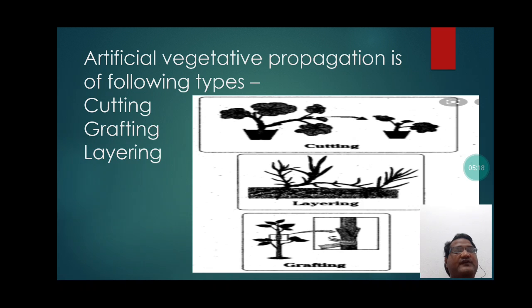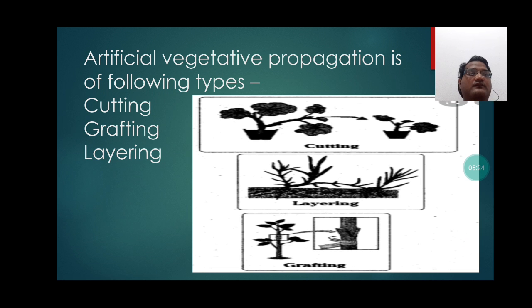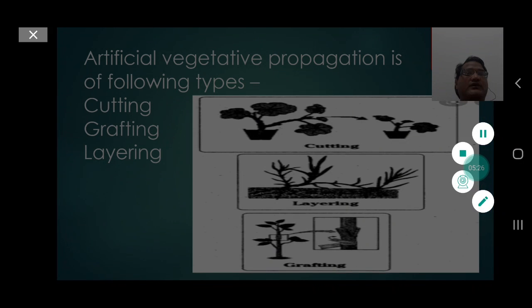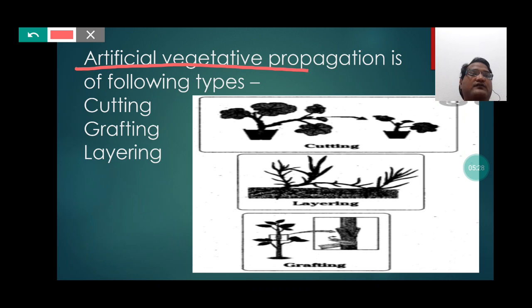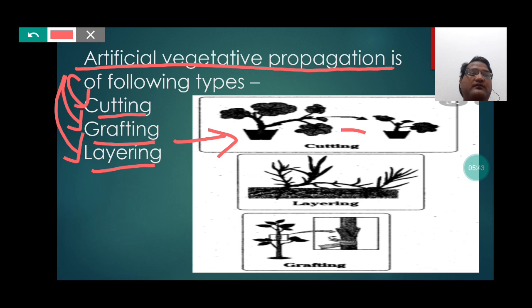Artificial vegetative propagation is of following types. So students, if you concentrate here, then you can notice that artificial vegetative propagation is broadly divided into three main types. These are cutting, grafting and layering. So students, here in the picture you can see cutting, layering and even grafting.